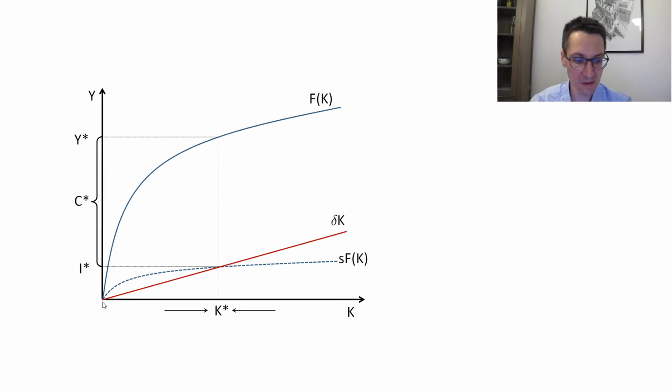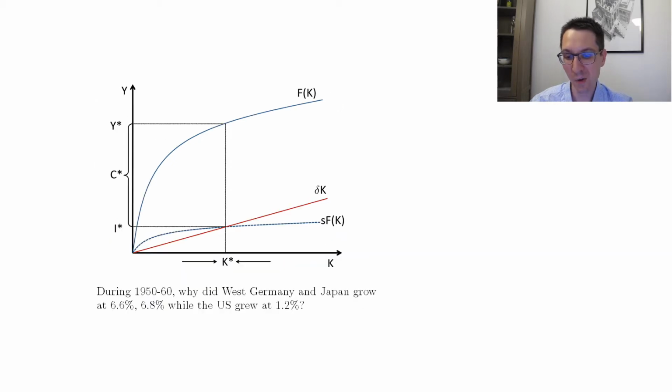All right. So that's most of what we have to say about the dynamics. Now, just one question before we end. So during the 1950s, 1960s, why did West Germany and Japan grow at 6.6% and 6.8% respectively, while the US only grew at 1.2%? You can pause the video and think about it.